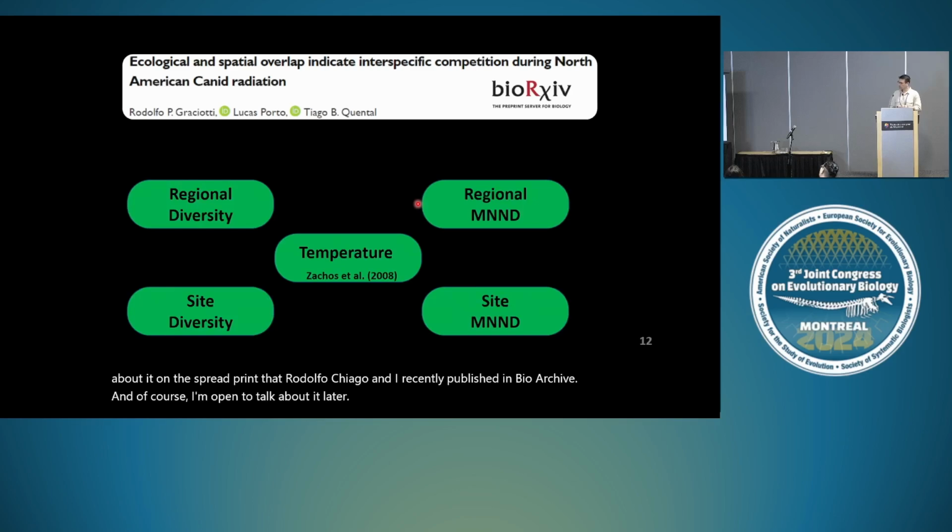But for our study here, we have 5 different time series that we generated with this framework, and we used them to correlate with speciation and extinction rates. We have our regional and site measurements of diversity through time. We have our regional and site measurements of competition. And we also have an environmental factor, that's the temperature.